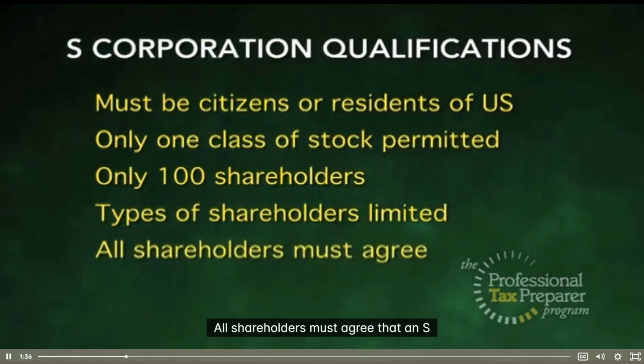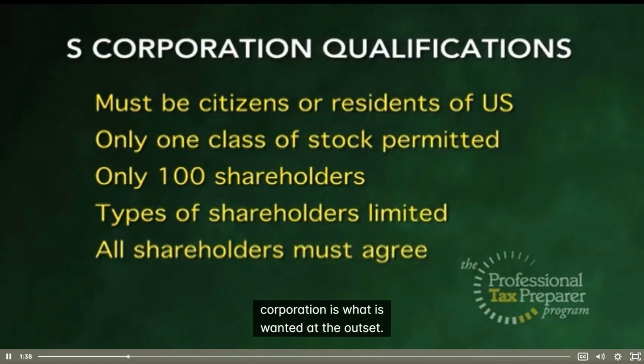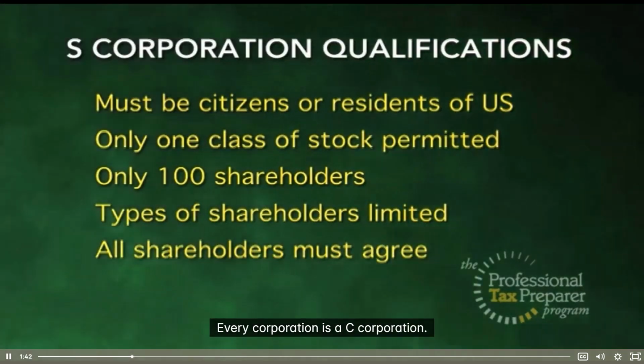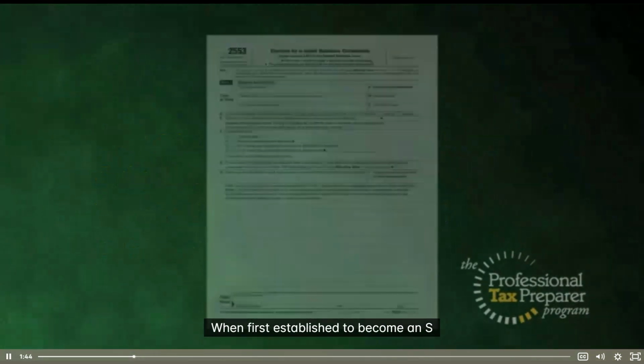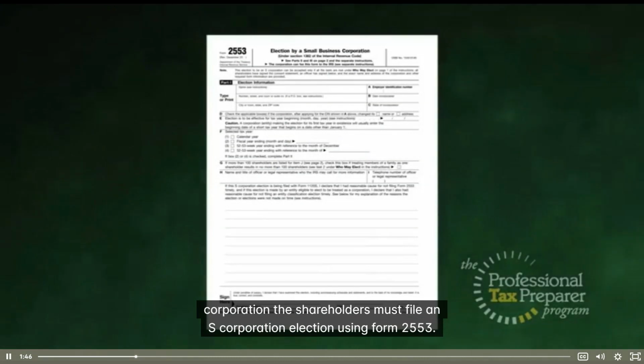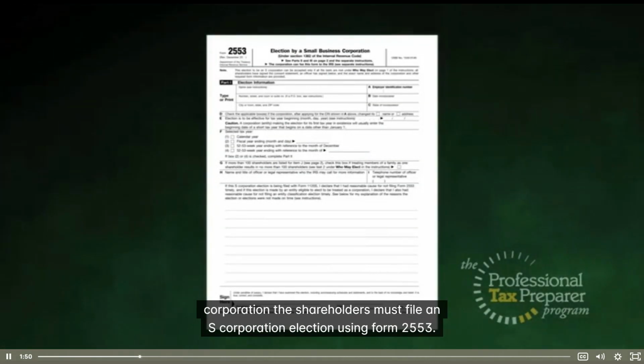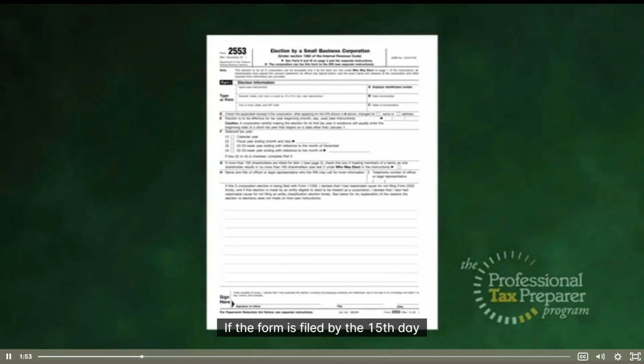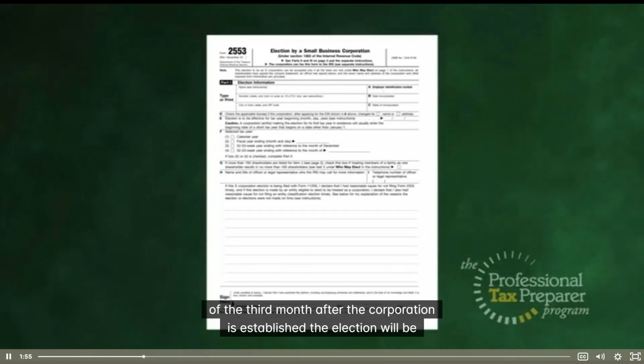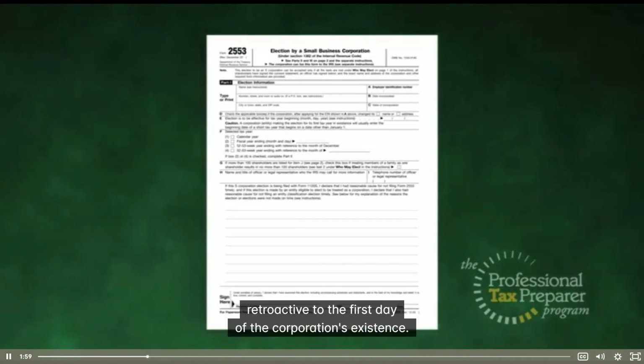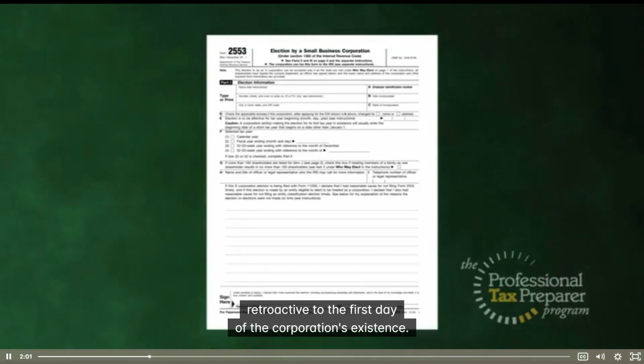All shareholders must agree that an S corporation is what is wanted. At the outset, every corporation is a C corporation when first established. To become an S corporation, the shareholders must file an S corporation election using Form 2553. If the form is filed by the 15th day of the third month after the corporation is established, the election will be retroactive to the first day of the corporation's existence.